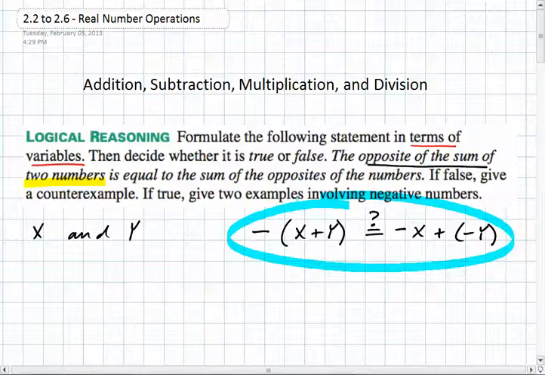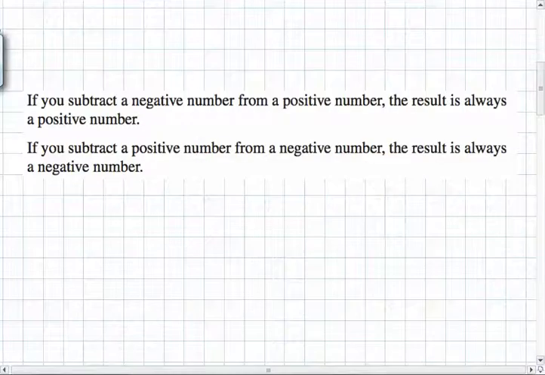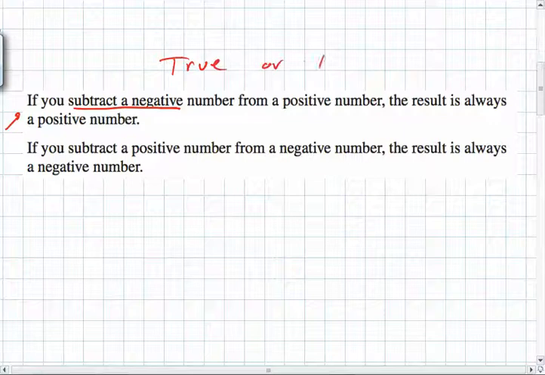The next two questions I'd like you to think about are, if you subtract a negative number from a positive number, the result is always a positive number. What you need to think about when you're attempting this problem right here is, what happens when you subtract a negative number? So think about that when you try to figure out if this statement is true or false.